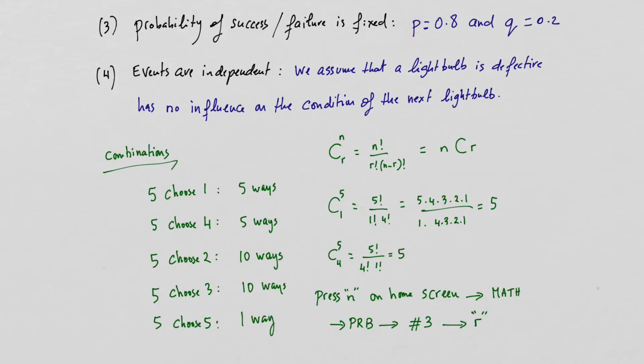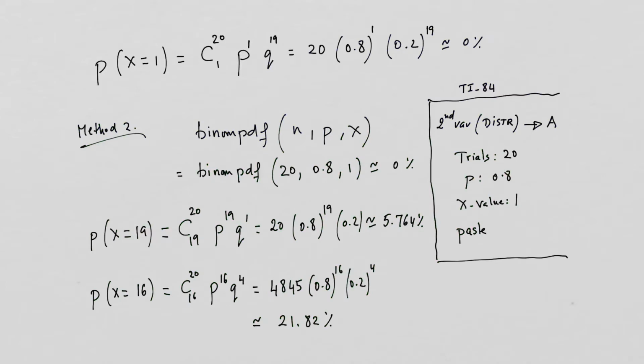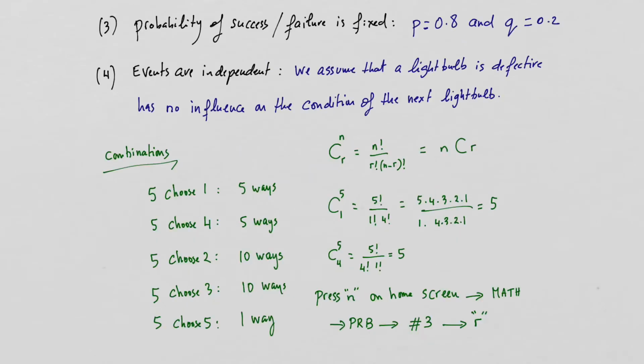This P has nothing to do with the word probability of. You know how we write it like this, probability of something happening? This P is just a number between 0 and 1. It tells you the probability of success, and the probability of failure. It has to be fixed. It cannot change from one moment to another moment.